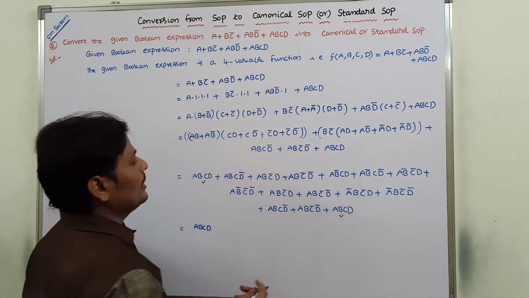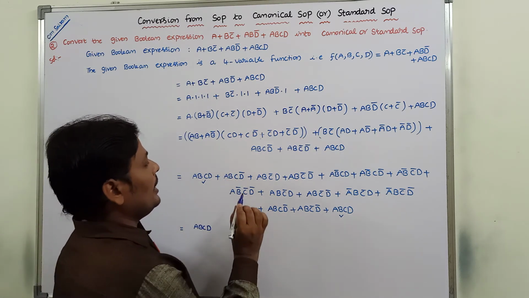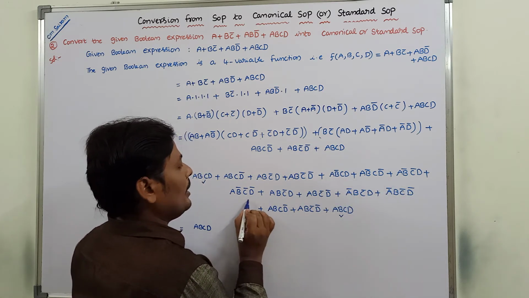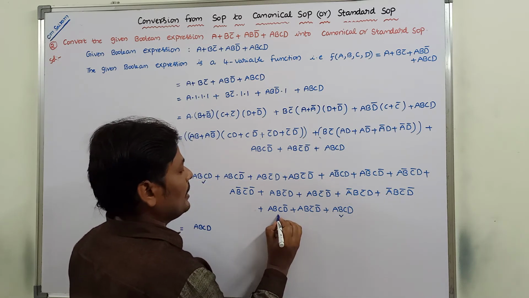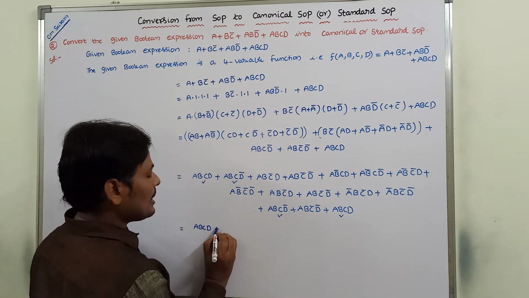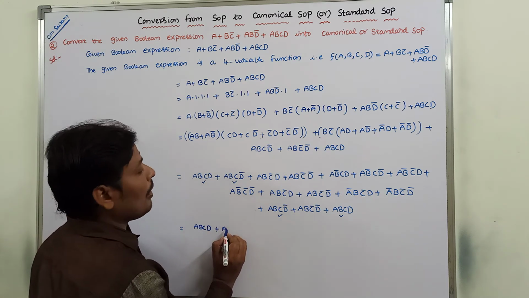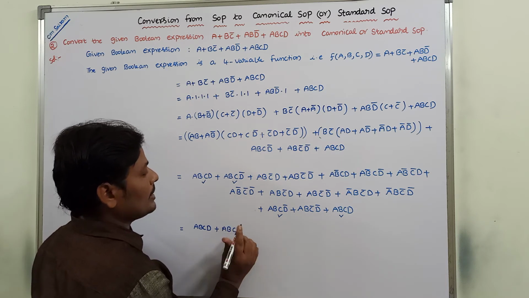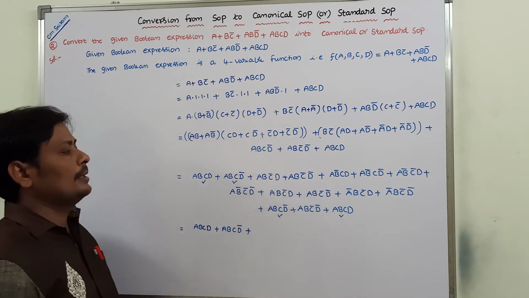Next one, ABCD bar. Here ABCD bar, ABCD bar, ABCD bar, ABCD bar. Yes, so this term is there. We can write only once. Second time the term is removed or dropped. ABCD bar, plus.